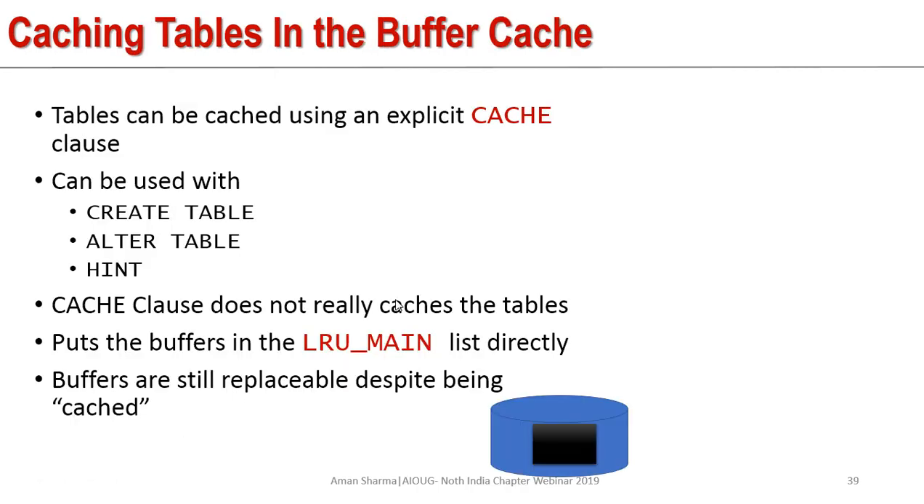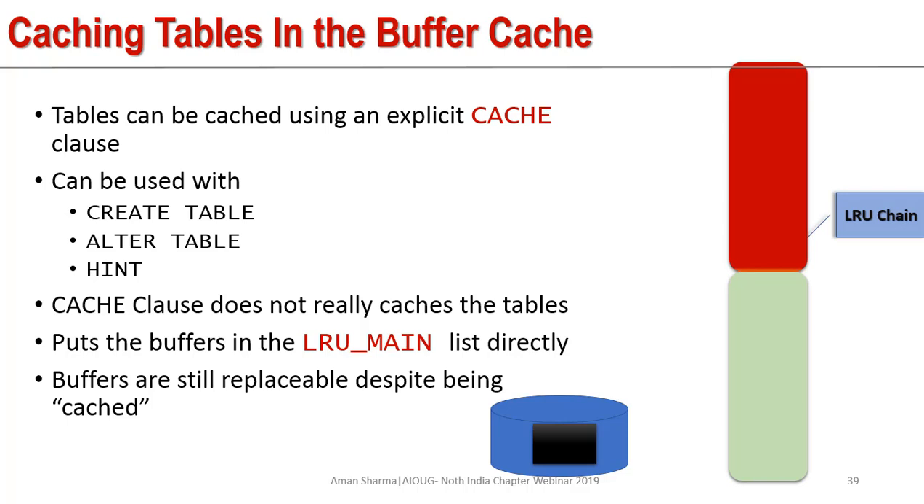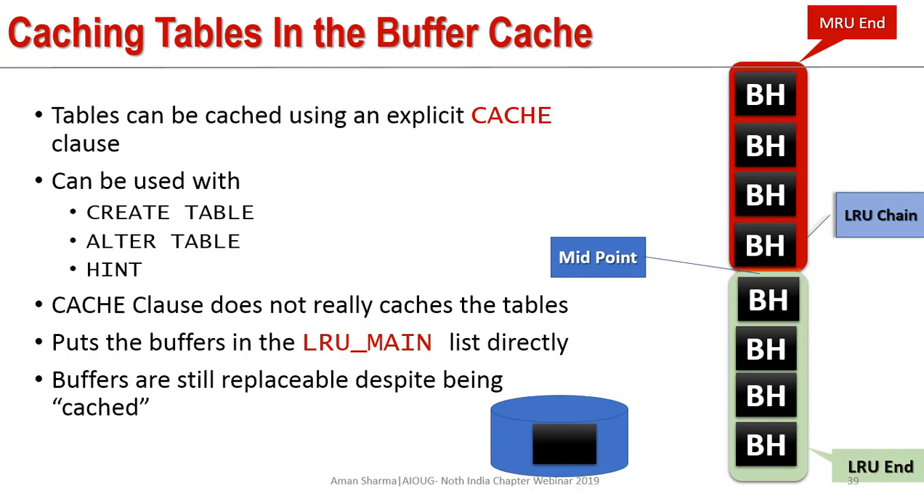Now there is a clause called the cache clause that we can use to cache the buffers explicitly in the buffer cache, though that's not entirely true, because instead of putting the buffers into the midpoint, what the cache clause does is put the buffers onto your hot end. That means by default the buffers go into the midpoint, but with the cache clause the buffers go to your hot end directly. But whenever they go into the hot end, they are still going to be made cold, and that means they are still going to be replaceable. That means the cache clause doesn't do what it says, which basically means it doesn't really cache the tables permanently.